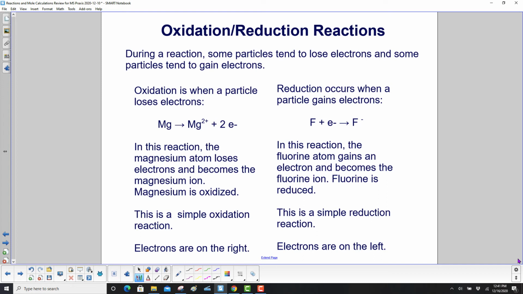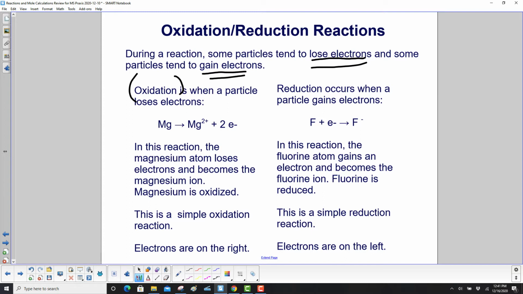During a reaction, some particles tend to lose electrons, and some particles tend to gain electrons. Oxidation is when a particle loses electrons. So you have magnesium going to a magnesium ion, 2 plus, plus 2 electrons. In this reaction, the magnesium atom loses electrons and becomes a magnesium ion. We say it is oxidized. This is a simple equation. Electrons will be on the right of the arrow of your reaction.